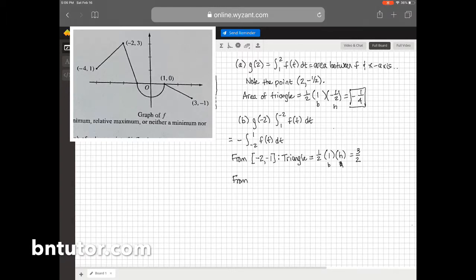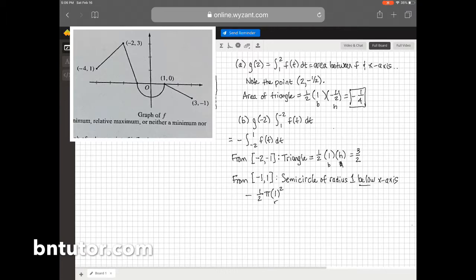Second, from x equals -1 to x equals +1, we have a semicircle that's below the x-axis and has a radius that's equal to 1. That means we will have to put a negative sign in front of it. And since the area of a semicircle is 1/2 times pi times the radius squared, then we have -1/2 pi times 1 squared with a result of -pi/2.